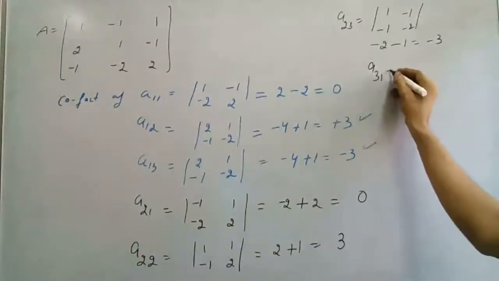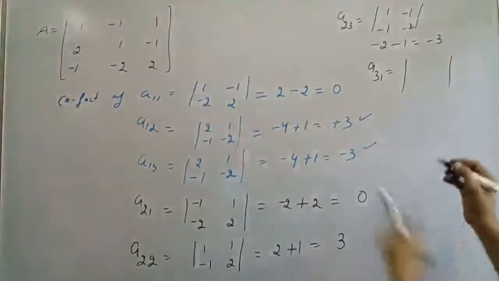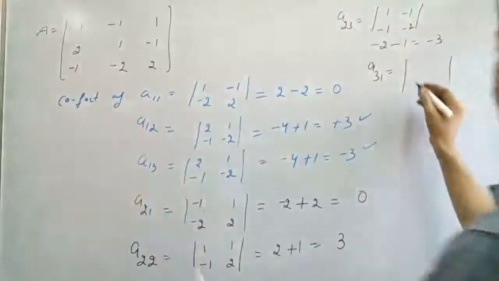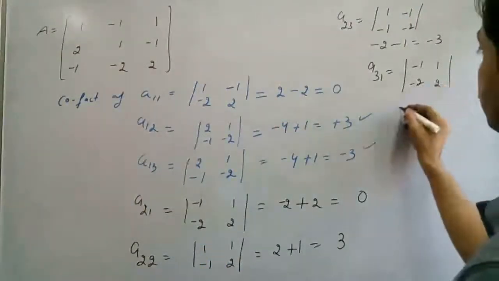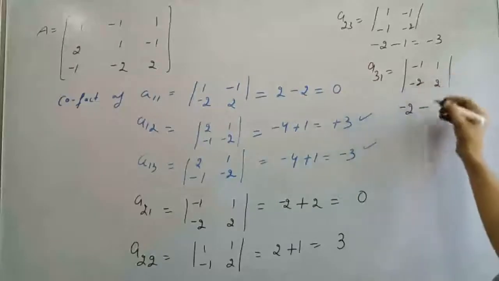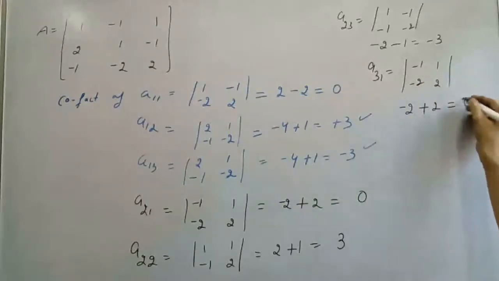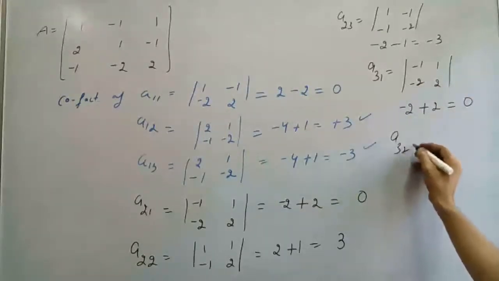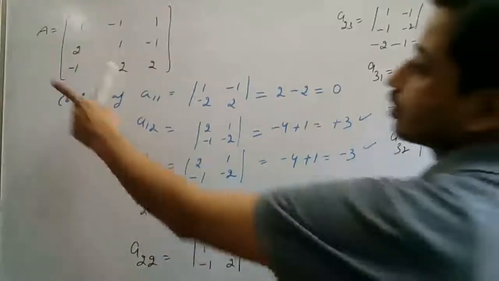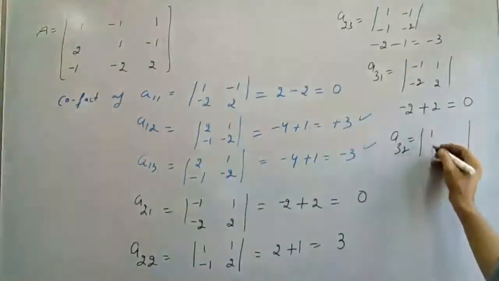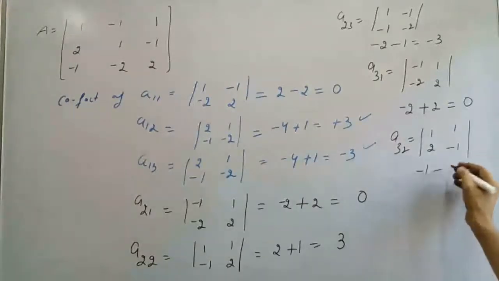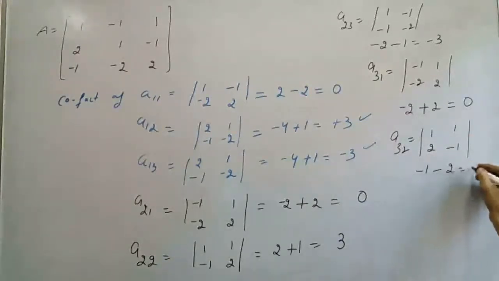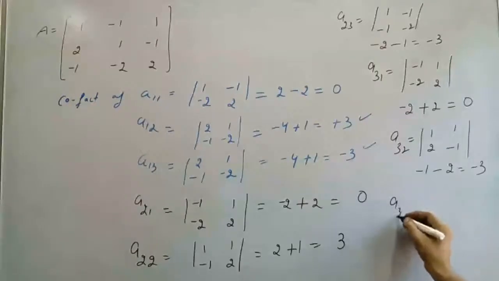Similarly, A31 is what? Remove third row, first column. We get minus 1 minus 2 1 2. Solve this. 2 into minus 1 minus 2, minus 2 into 1 2. So we get 0. What is A32? Remove third row, second column. We get 1 2 1 minus 1. So this minus 1 into 1 minus 1, minus 2 into 1 2. So we get minus 3.